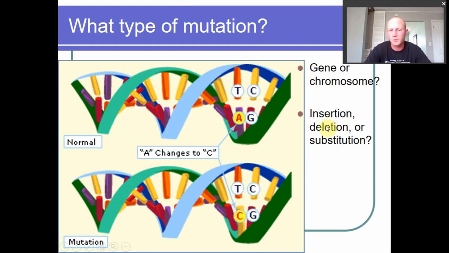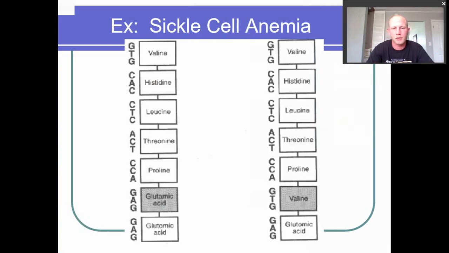And so is this in the gene or the chromosome? This is within a gene, right? Is this an insertion? No, we didn't really insert anything. Did we delete anything? No, everything's still there. Or did we substitute something? Well, we actually substituted an adenine for a cytosine. Now thymine and cytosine do not pair together, because guanine and cytosine only pair with each other. Because of that, we're going to get some kind of funky new protein out of this mutated DNA.